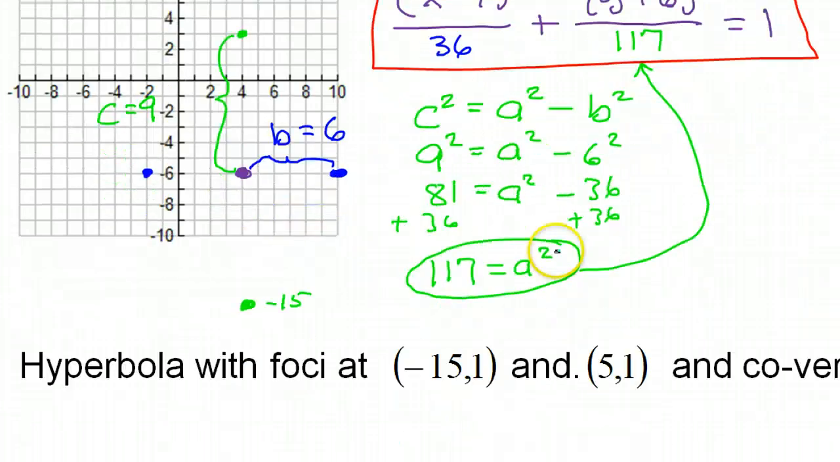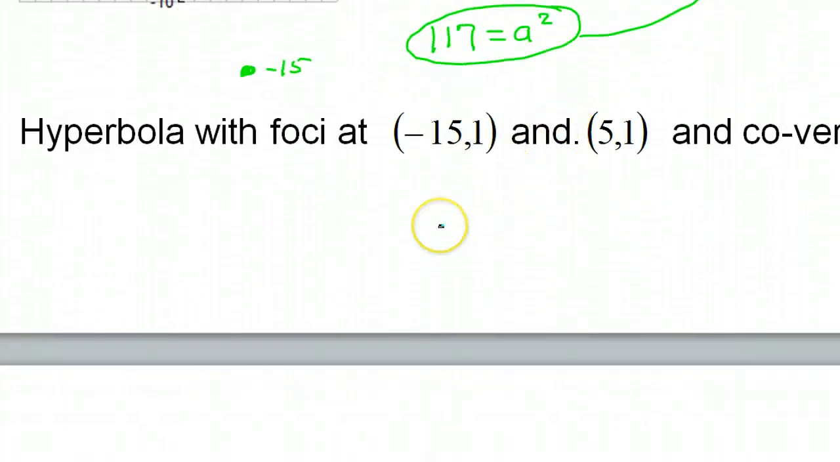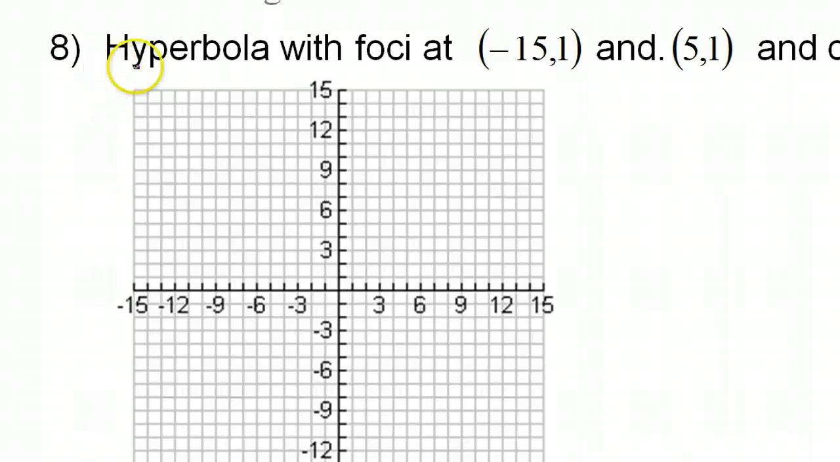Alright, let's go on to number 8. Alright, number 8 is a hyperbola. We have, let's see, a focus at negative 15 comma 1. So negative 15, 1 would be here. And we have a focus at 5, 1. So 5, 1 would be right here.